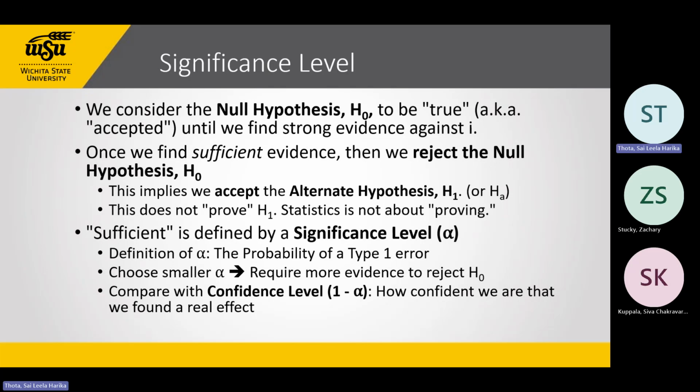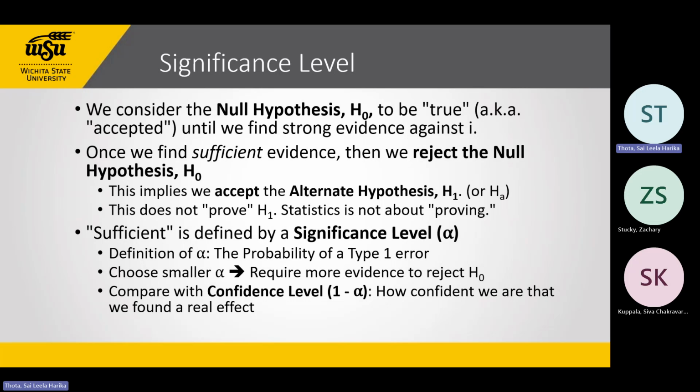This does not prove H1. Statistics is not about proving. In statistics, we basically discuss relationships, but it doesn't mean that one is really causing the other. For example, in the drug case, in the null hypothesis, we consider that the drug is not causing any effect on the blood sugar, and in the alternate hypothesis, we consider that the drug is affecting the blood pressure. That's all. But you are not explaining what makes the drug cause some changes in the blood pressure. So you are not discussing the scientific aspects related to the drug.